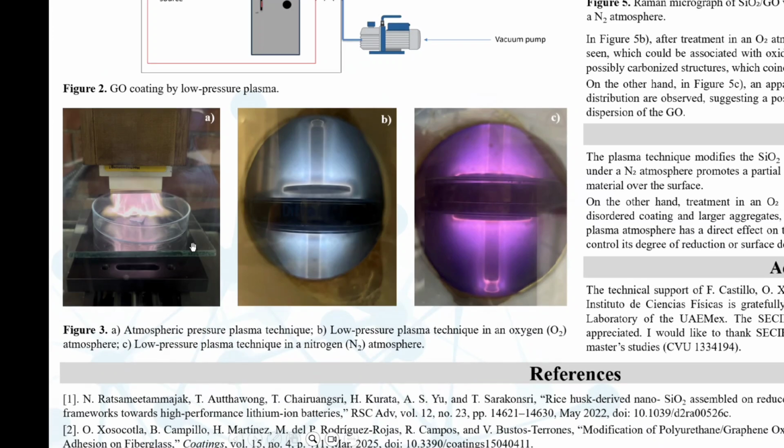If you look at Figure 3, you can visualize the plasma technique better. In Figure 3A, we have the atmospheric plasma technique. In Figure 3B, we have the low pressure plasma technique in an oxygen atmosphere. And in Figure 3C, we have the low pressure plasma technique in a nitrogen atmosphere.